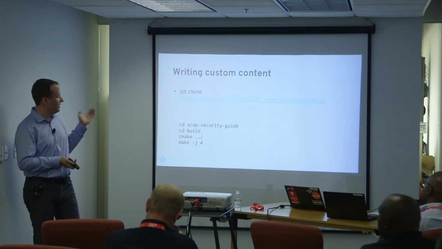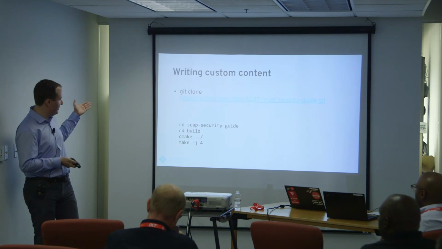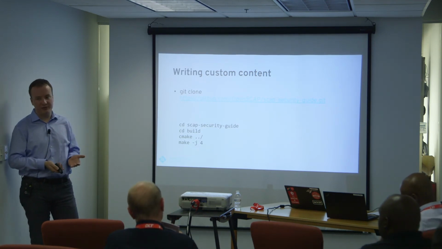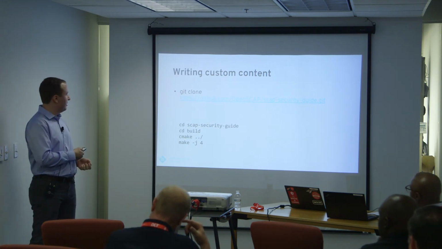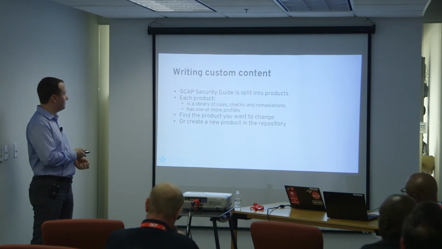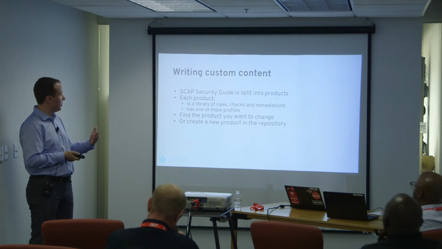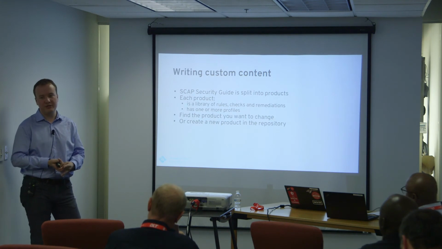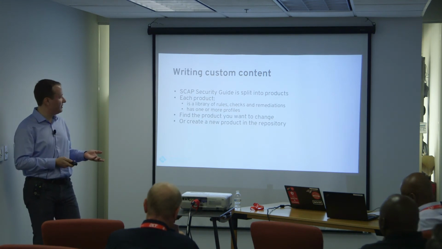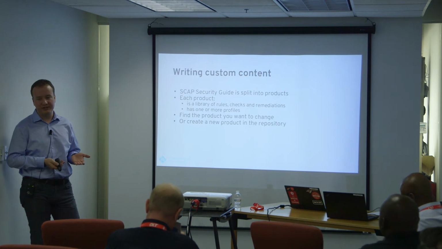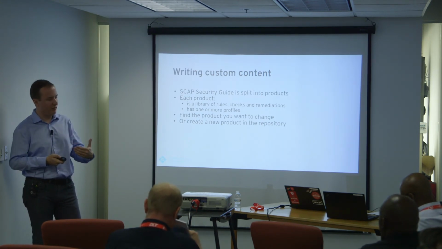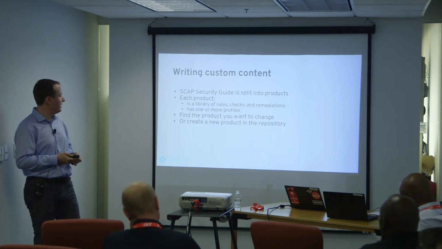So you could just clone the SCAP Security Guide GitHub repository, and with these 4 commands you can just build all the data streams and everything that we ship. So let's now talk about how you could change it. So as I said before, it's split into products. So the first step is you need to figure out which product you want to change. Let's assume you want to add a special new rule into RHEL 7 because you're scanning RHEL 7. So you would go into the RHEL 7 folder and look there.